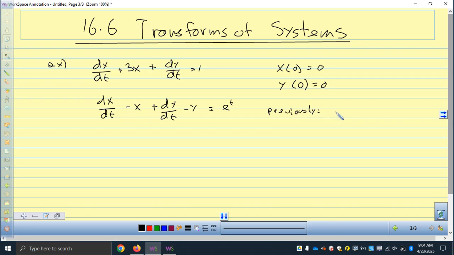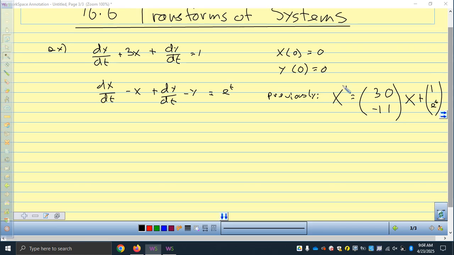Previously, we would have written x prime, in matrix notation, equals the matrix 3, 0, negative 1, 1 times x, plus 1, 1 times e to the t. That's how we would have written this equation in matrix notation, and then we would have found the eigenvalues and eigenvectors, etc., to solve this system. But today we're going to use the Laplace transform. So we're going to apply the Laplace transform to each equation.